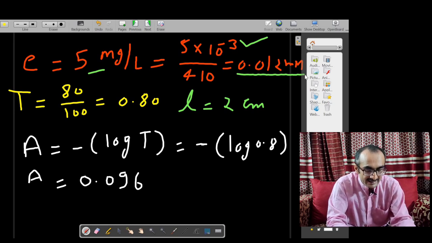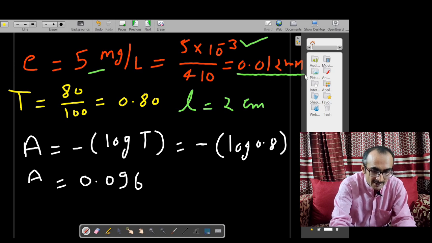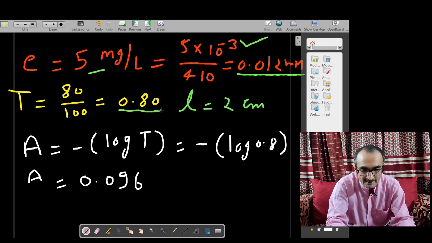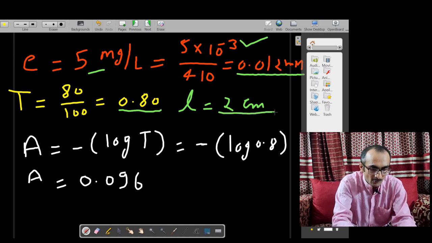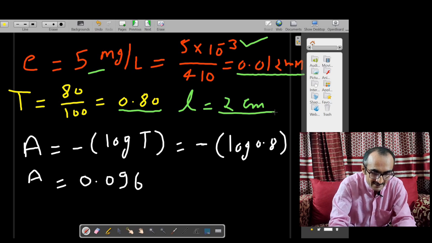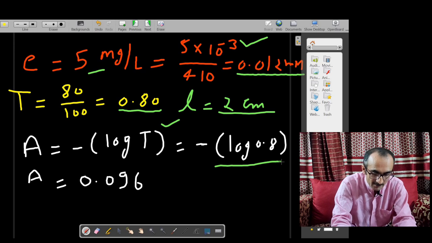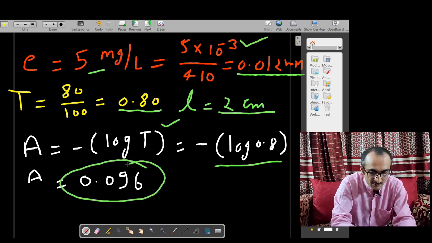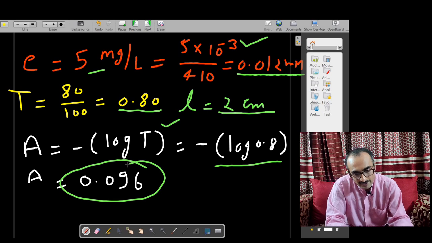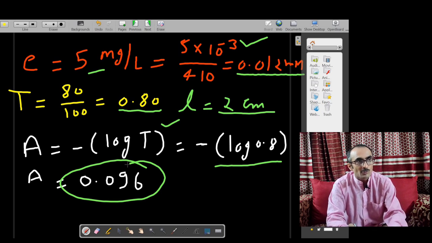Then transmittance is 80%. That means 80 divided by 100, so that would be 0.8. And path length is given as 2 centimeter. Now we know that absorbance is equal to minus log T. So simply you take the value of T as 0.80 and put it here, so absorbance would be equal to minus log 0.8, and if you calculate further, the absorbance would be 0.096. So from here we are able to convert transmittance into absorbance.